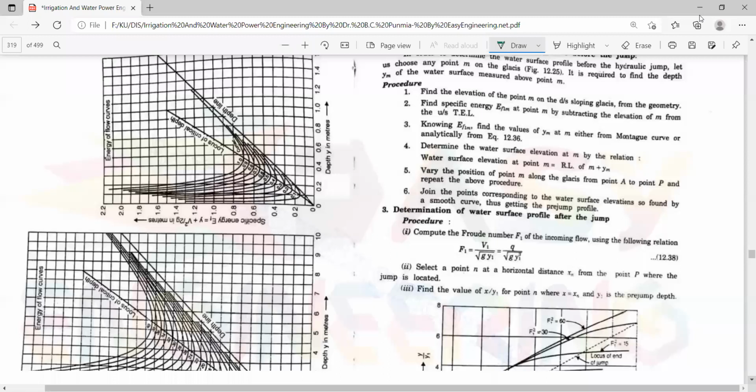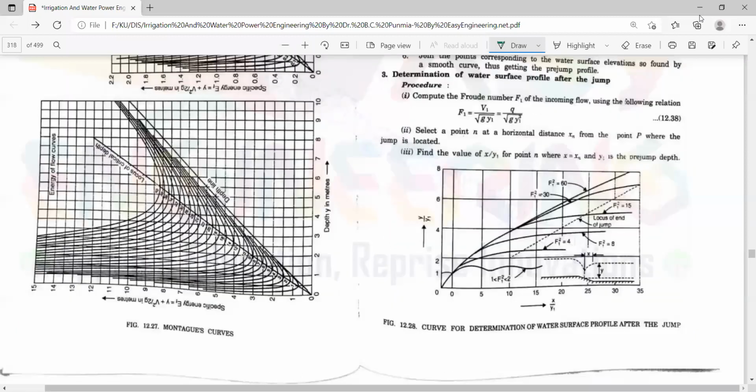Figure 12.26. This is the Blench curve. It depends upon the specific energy on the downstream side as well as the loss of it. So these are the Blench curves.